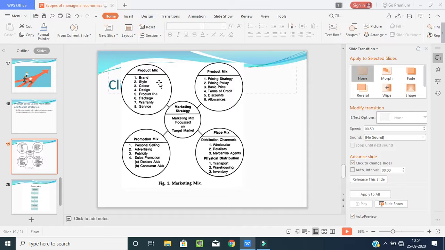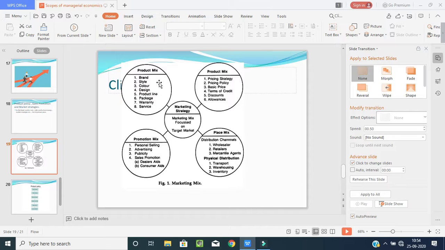Coming to the pricing: how much discount is given, terms of credit, whether it is on the basis of credit or not, what allowances we are getting, what is the basic price, what is the pricing policy, what are the pricing strategies. All these things come under the price mix.